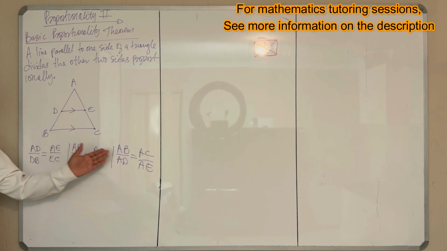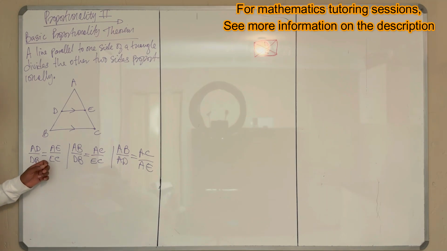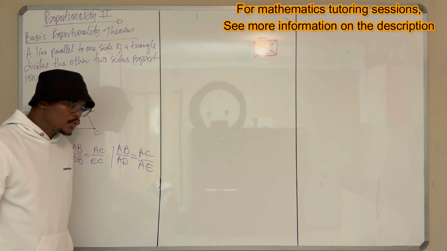At the end of the first video, I was doing a lot of these ratios. If you don't remember them, you can go back. These are the ratios that I was proving or showing at the end of the previous video, or part 1 of the proportionality. So now, what are we going to do in this video?